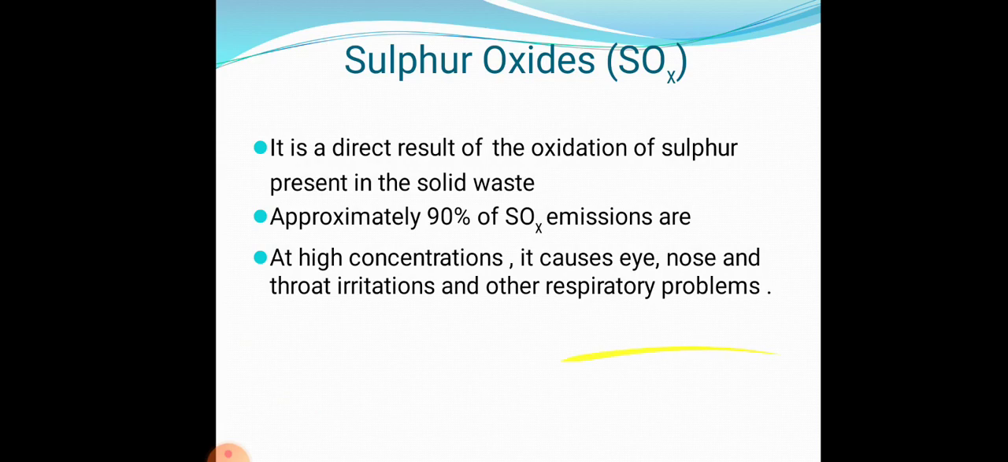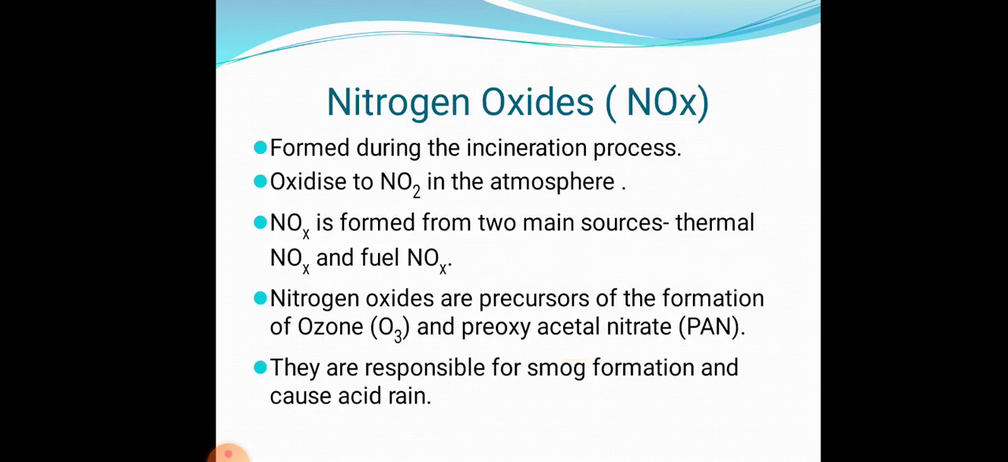So next is nitrogen oxides. Nitrogen oxide is predominantly formed during the incineration process. However, it oxidizes to nitrogen dioxide in the atmosphere. Nitrogen oxide is formed from two main sources, thermal nitrogen oxide and fuel nitrogen oxide. In thermal formation, the oxygen and nitrogen react in the air. And in fuel nitrogen oxide, it is formed by the reaction of oxygen and nitrogen in the fuel.